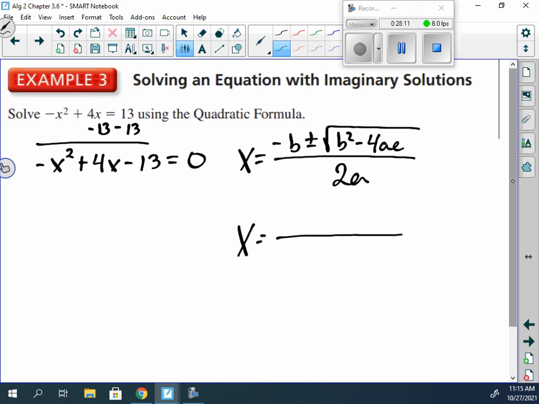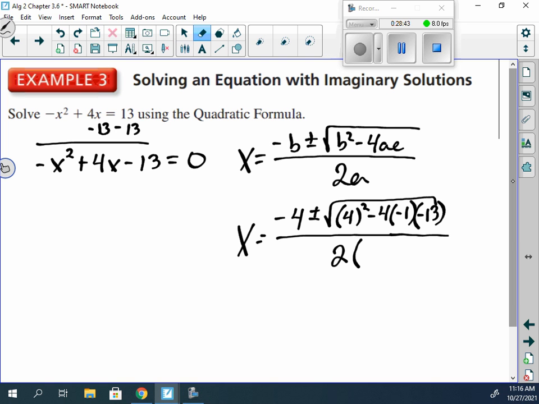So here we have negative b. This is the first thing that we have in the quadratic formula. Well, what is the value of b? 4, it's positive, so when we plug it in, it would be negative 4. Plus or minus the square root of 4 squared minus 4. Well, a is negative 1, and c is negative 13, all over 2 times a, so 2 times negative 1 is negative 2.